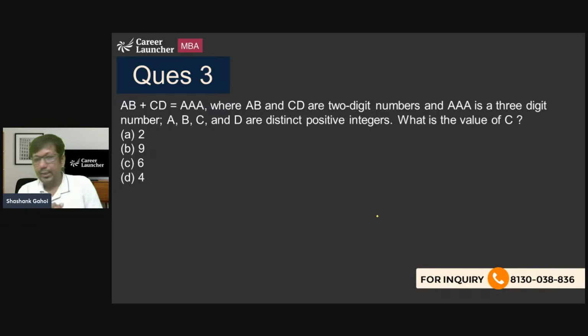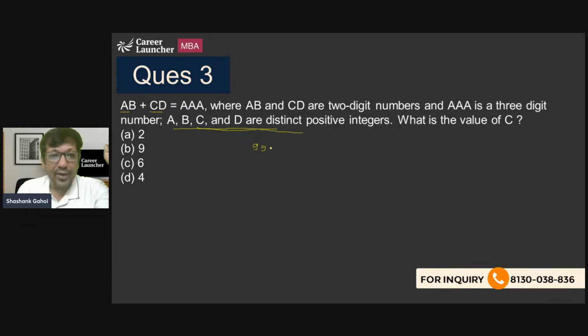Okay. So this question is going to teach us how we should think. This condition is given. So I am going to start this question by assuming AB as the largest 2-digit number. So the largest 2-digit number is 99. And at this point of time, I am not assuming ABCD are distinct.